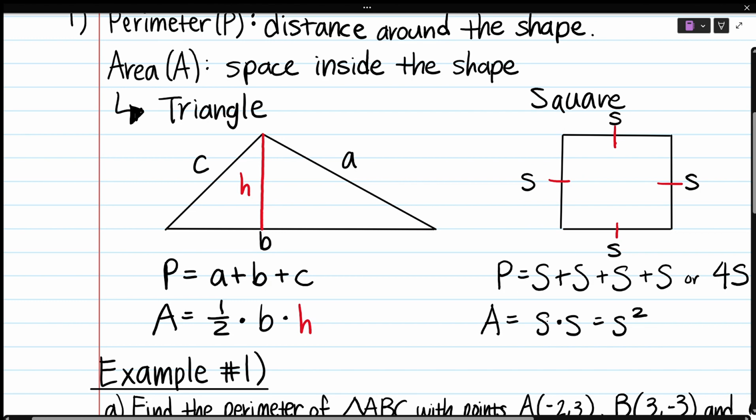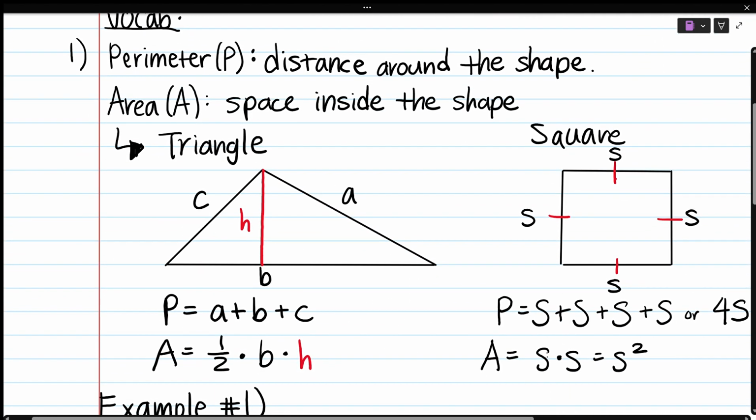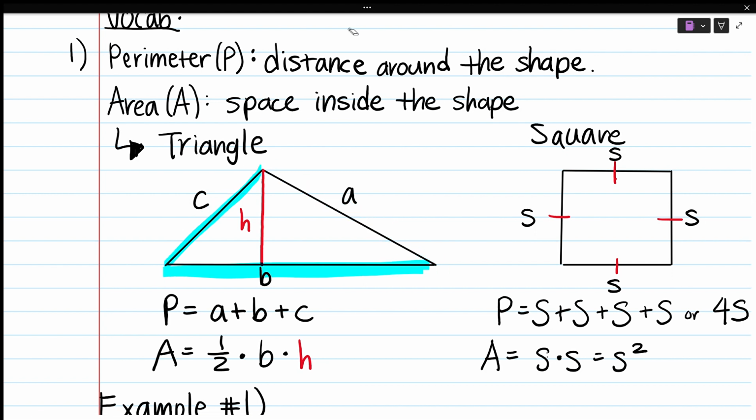Perimeter is just adding up all of the sides. So if we have this side, this side, this side, you just add them all up: A plus B plus C. The triangle area is going to be a little bit different.